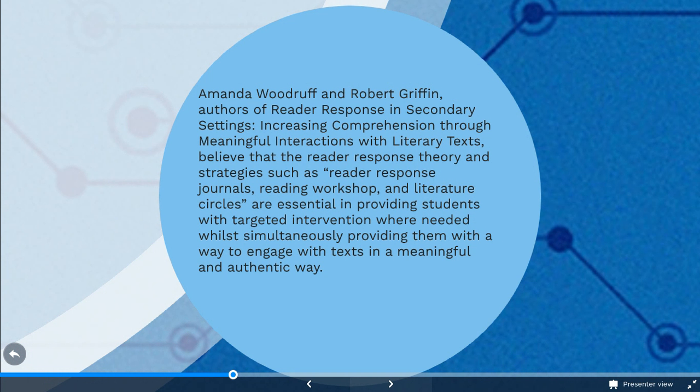Amanda Woodruff and Robert Griffin, authors of Reader Response in Secondary Settings: Increasing Comprehension Through Meaningful Interactions with Literary Texts, believe that reader response theory and strategies such as reader response journals, reading workshop, and literature circles are essential in providing students with targeted intervention where needed, whilst simultaneously providing them with a way to engage with text in a meaningful and authentic way.